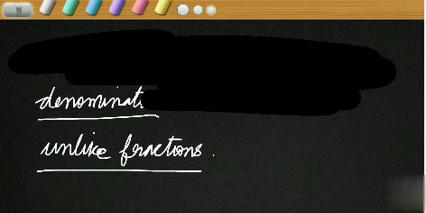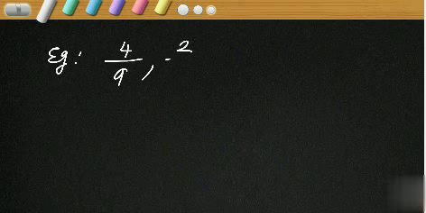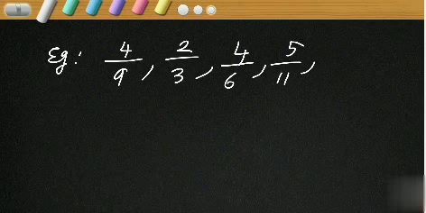Please try to write some examples. Here one important matter is there. In the case of unlike fractions, numerator can be the same, but denominator should be different. That's all. Okay. 4 by 9. Then please try to say 2 by 3. Then 4 by 6. Then 5 by 11. Then 10 by 15. In all these fractions, denominators are different, isn't it?